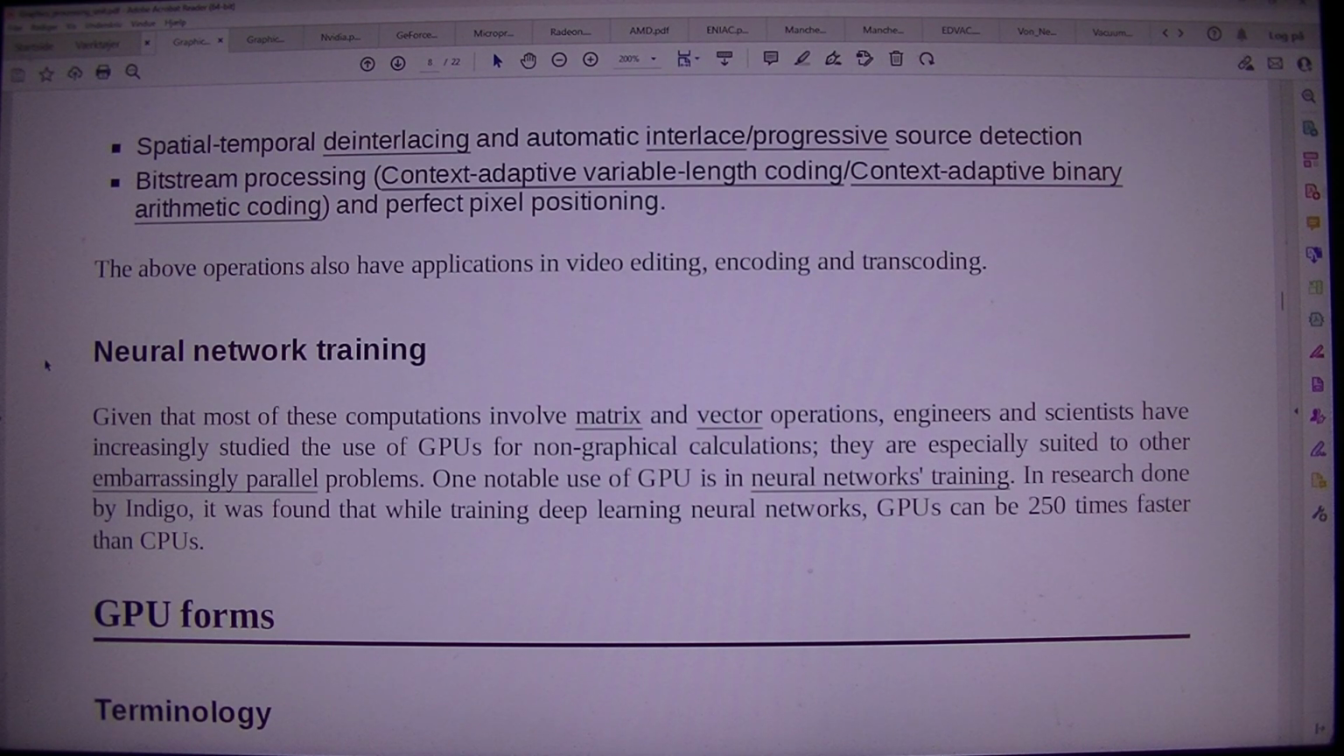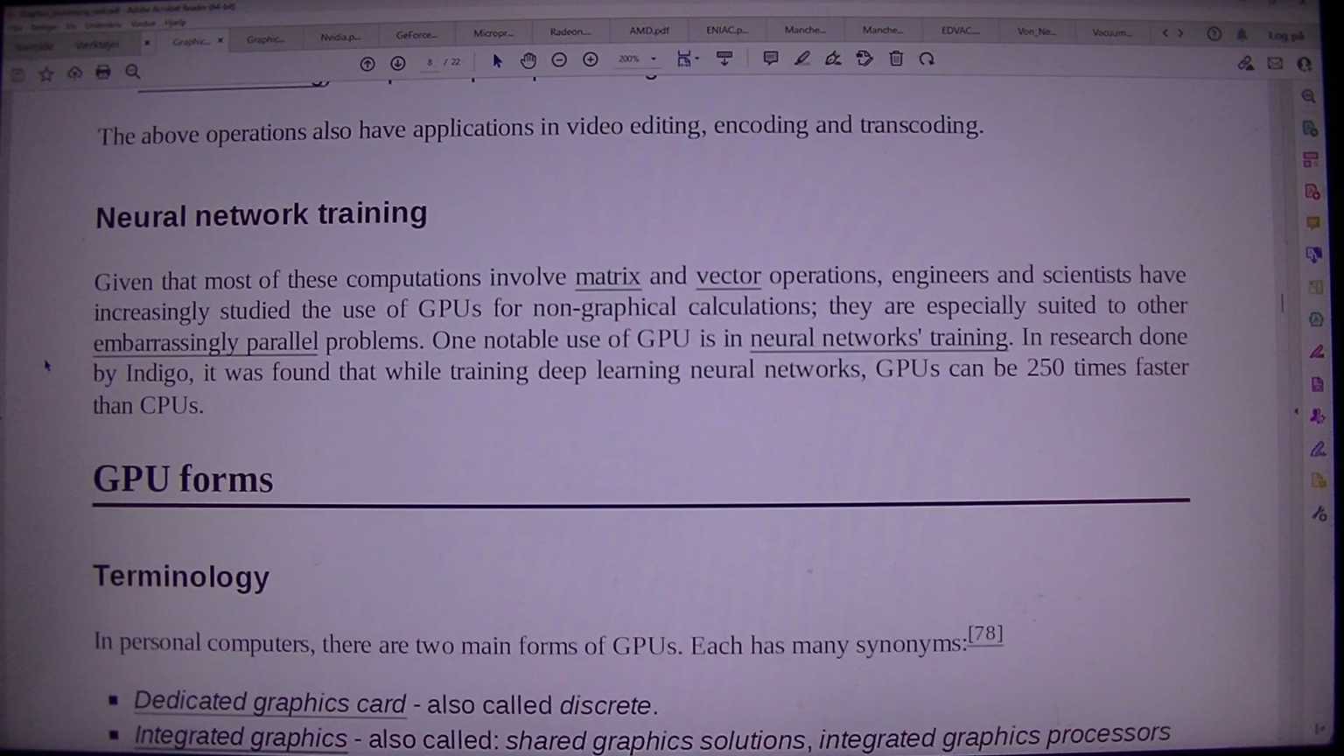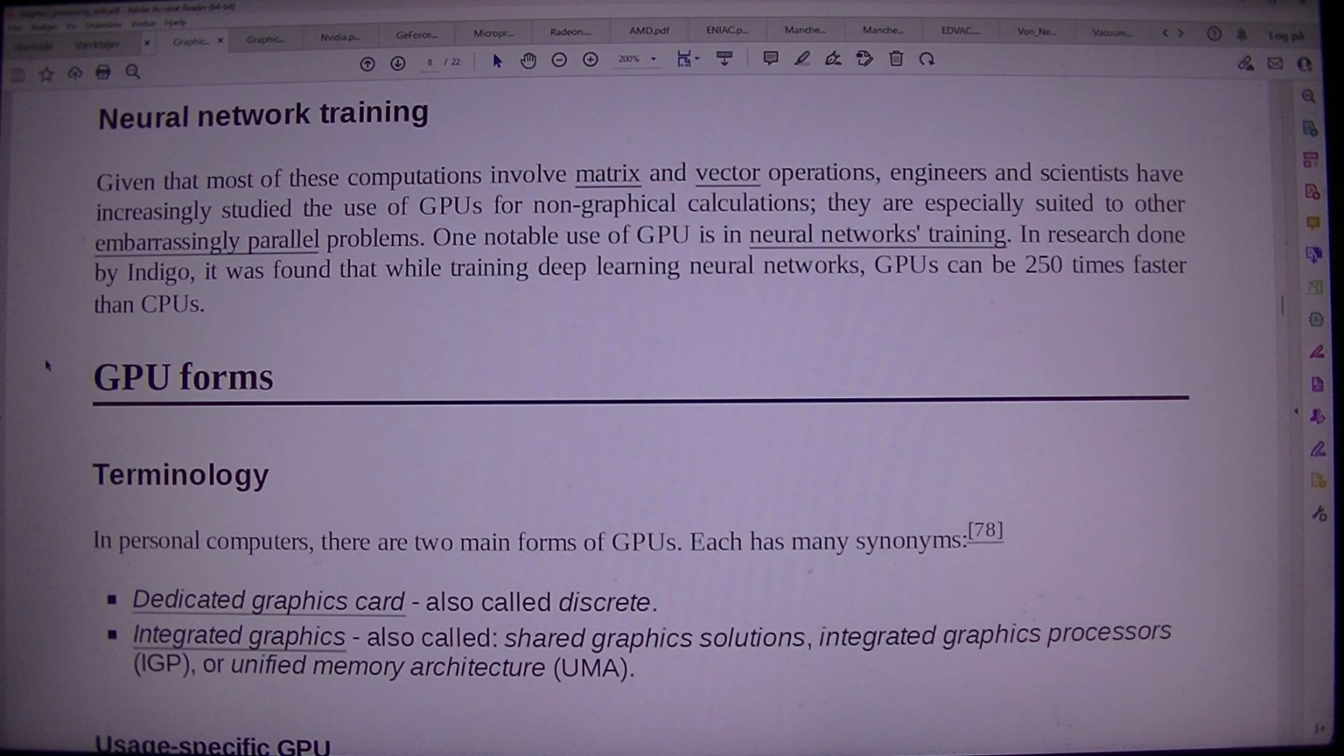Neural network training. Given that most of these computations involve matrix and vector operations, engineers and scientists have increasingly studied the use of GPUs for non-graphical calculations. They are especially suited to other embarrassingly parallel problems. One notable use of GPU is in neural networks training. In research done by Indigo, it was found that while training deep learning neural networks, GPUs can be 250 times faster than CPUs.